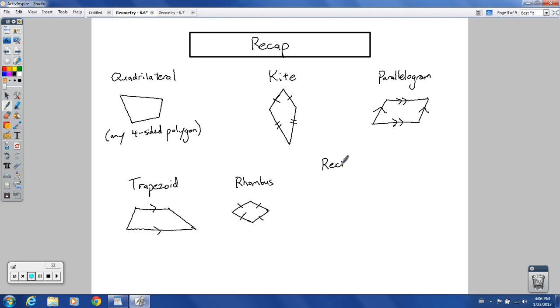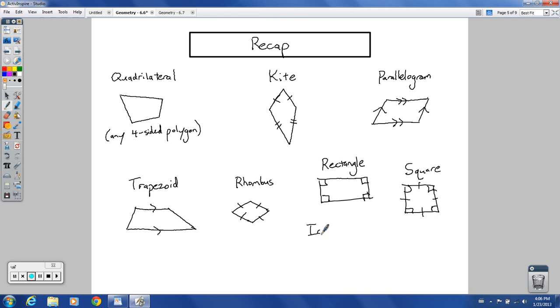Rectangle. What's special about a rectangle? It has to have four 90-degree angles. So something like this. A square has the properties of a rhombus and a rectangle. So these are all 90 in the corner, and these are all congruent.